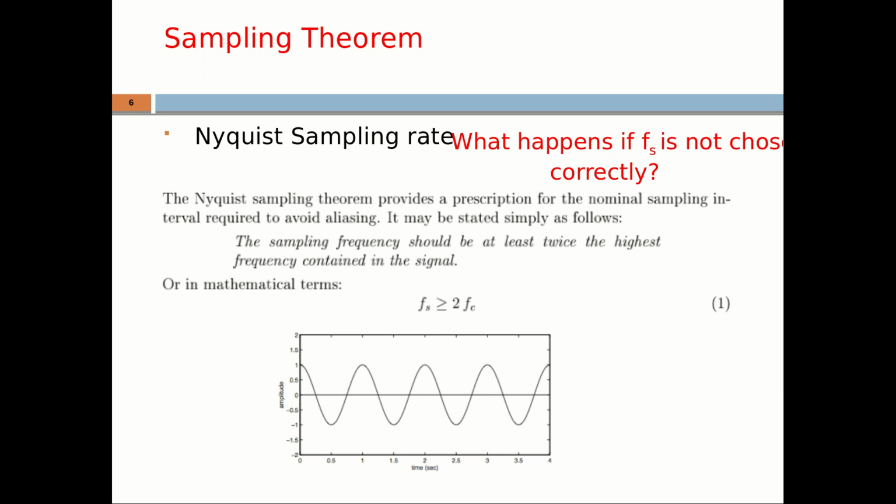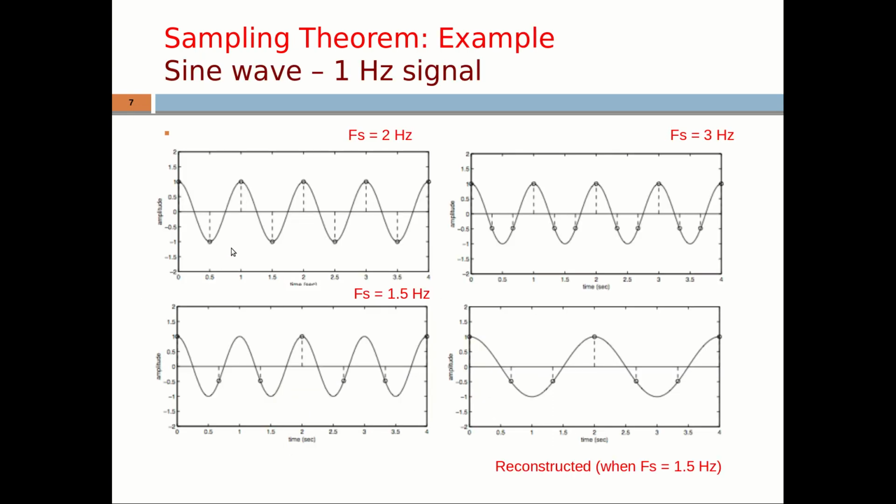Let's start the discussion by choosing the example in the top left box. The signal here has a frequency of 1 Hz. From the Nyquist sampling theorem, we get that Fs should at least be 2 Hz. That is, we have to pick up samples at every 0.5 second.